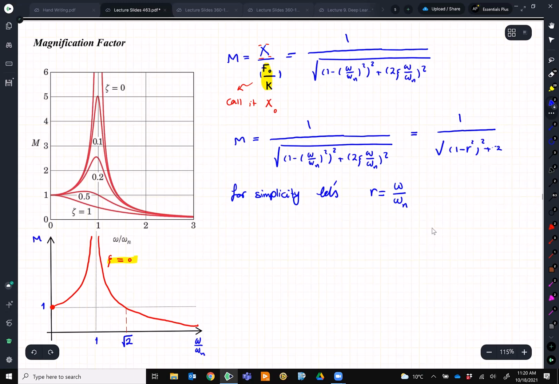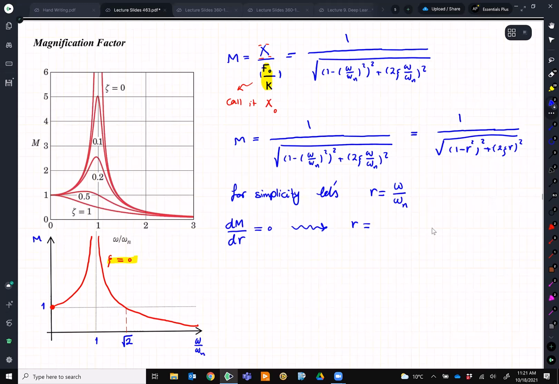plus 2 zeta r squared. So I'd like to find out what is the maximum value of this M, where this M becomes max. So all I need to do is take the derivative of M with respect to r, set it to 0, lots of derivatives and stuff. So we will get to the value of r equal to square root of 1 minus 2 zeta squared.